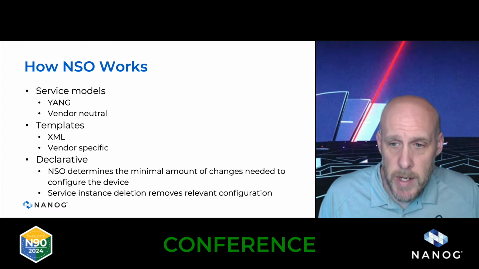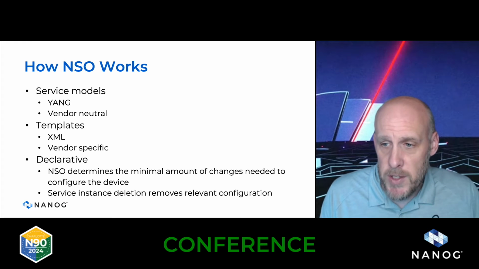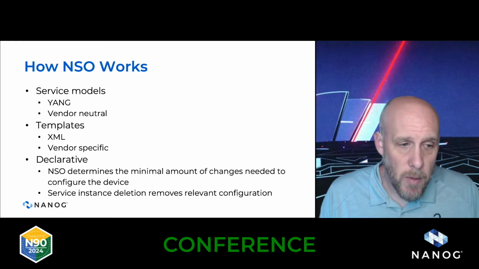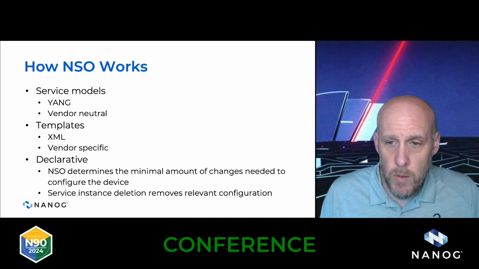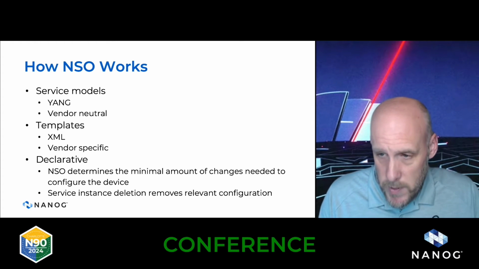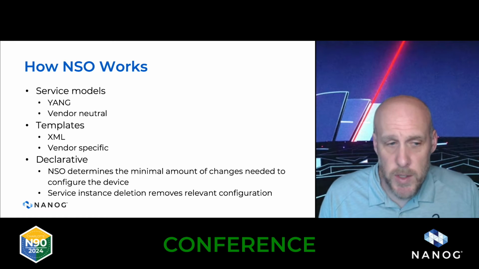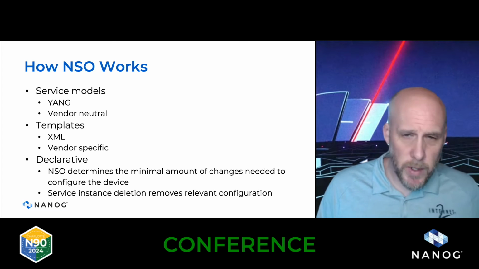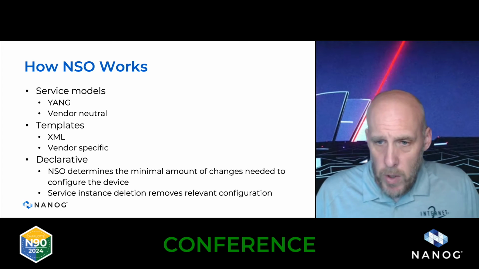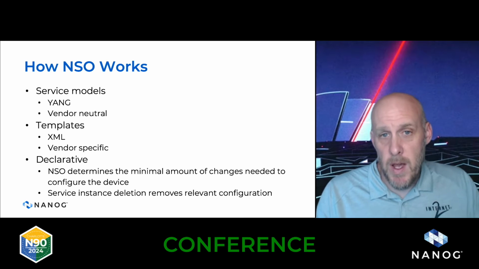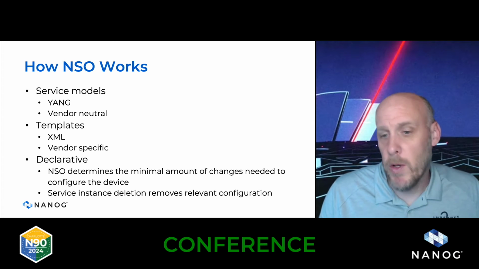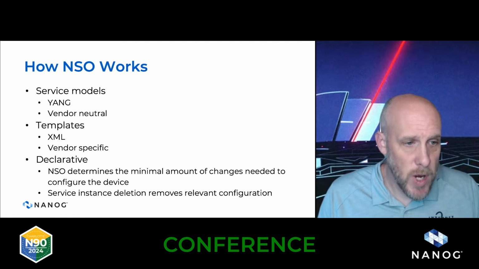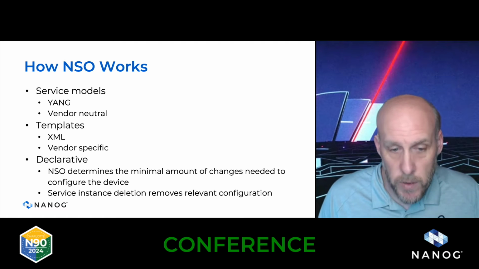NSO is declarative. It determines the minimal amount of change needed to configure the device. It also tracks any configuration changes it makes as part of a service model, and reverts those changes when deleting the service. So you don't have to write a separate workflow to remove service configuration, which is something I've run into in the past using other tools, where I had to write something to put config on and another workflow to take the config off. NSO keeps track of all of that, and that's another huge advantage for us.